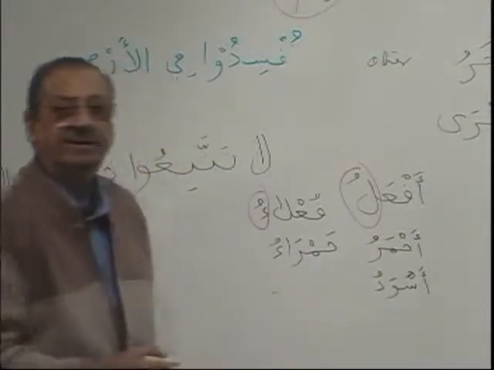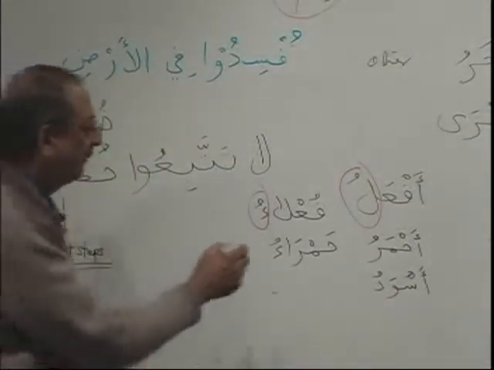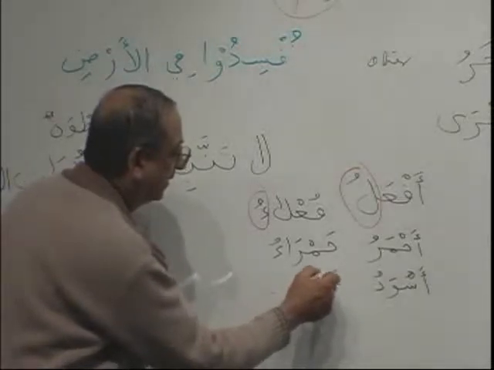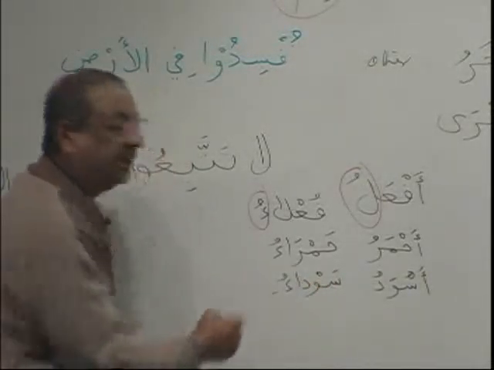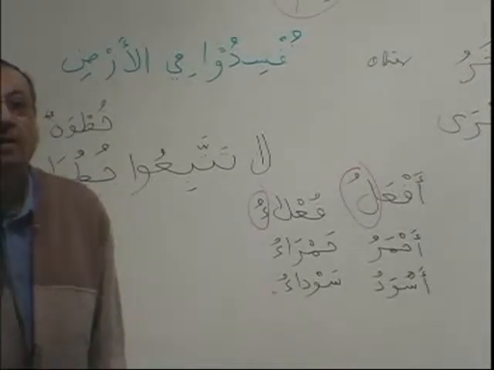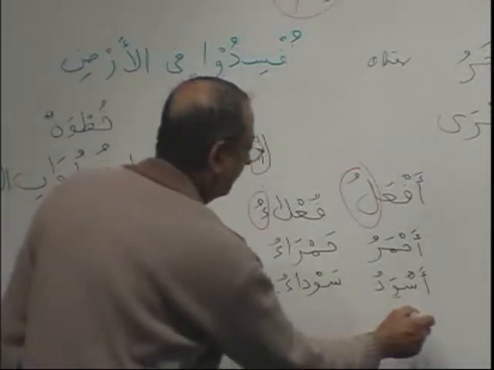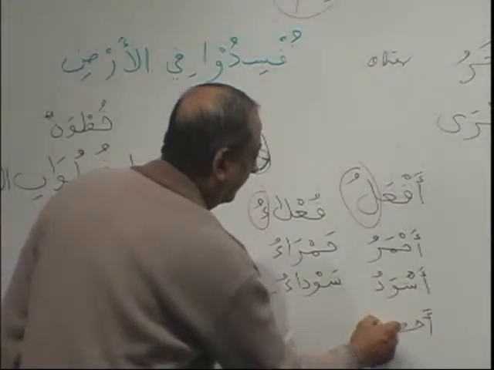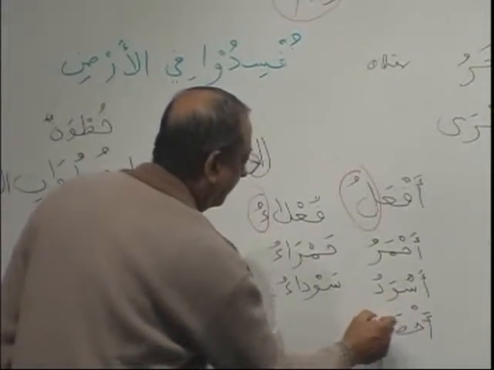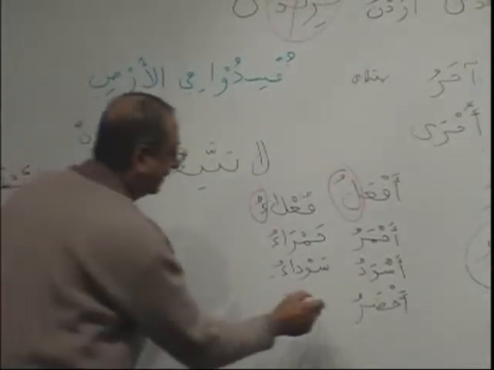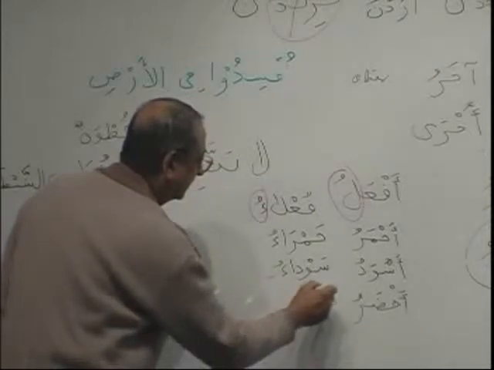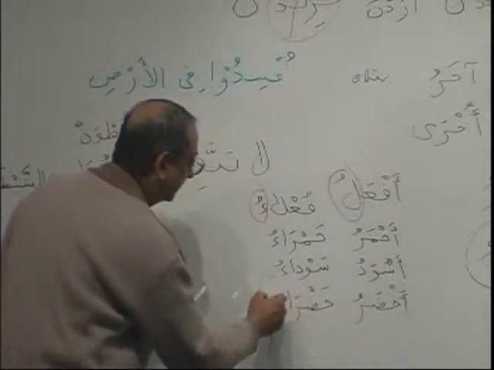Aswadu will become Savdahu. It's very easy if you follow the pattern. Savdahu. Akhdaru, green. What will it change to? Khadrahu. All is in the key, very beautifully explained. Nobody can explain better than Dr. Abdurrahim himself.